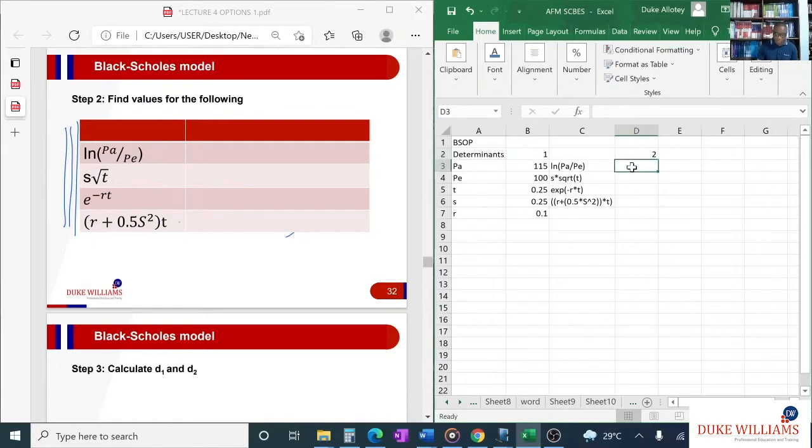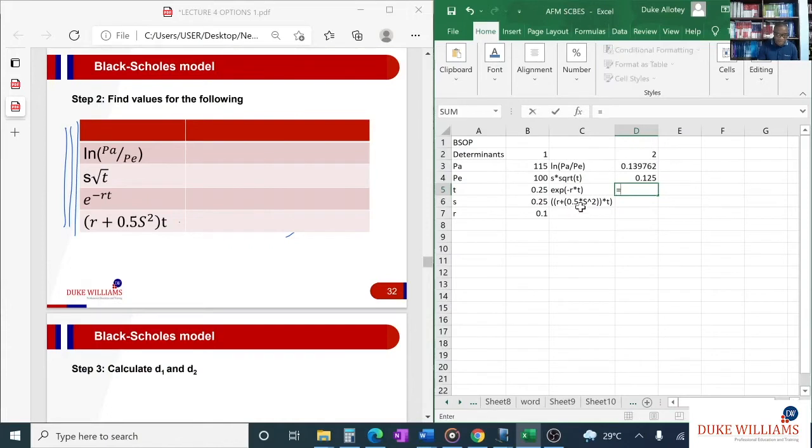In step number two, I'm looking for values here. So I type equal to ln, and I have my PA divided by PE. I reference that, so that becomes easier. Then I have S multiplied by the square root of T, so the square root function, SQRT, into bracket. My T gives me that, and that gives me this figure.